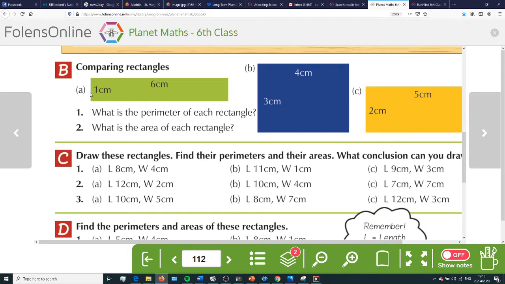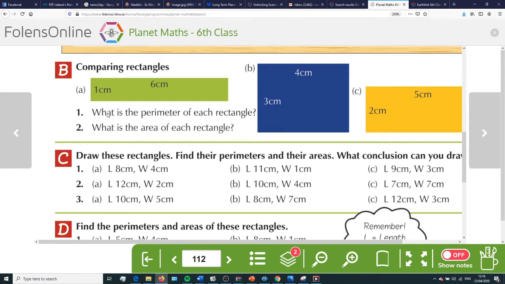So the perimeter is 1 on this side, and if it's 1 on this side, it's 1 on this side. So 1 plus 1 is 2. And on the top, it's 6. So 6, and if it's on the top, it's 6, the bottom is 6. So 6 and 6 is 12, 1 and 1 is 2, 12 and 2 is 14. So if you said the perimeter of this room is 14 centimeters, you're absolutely right.